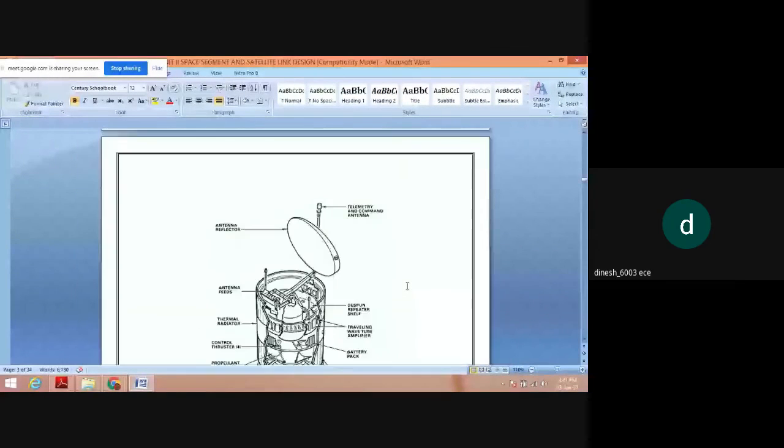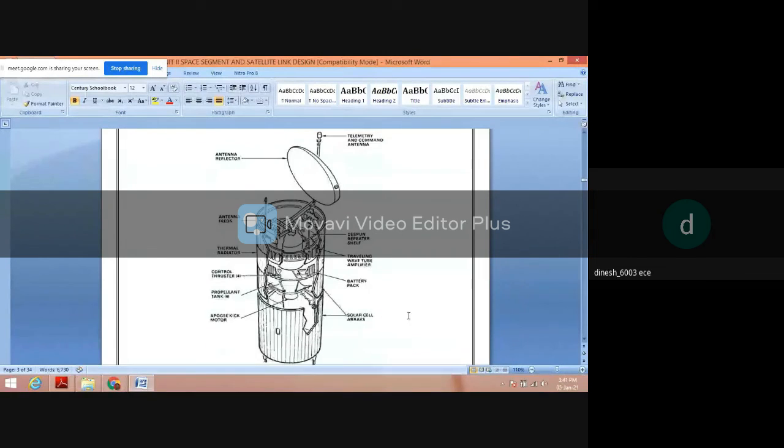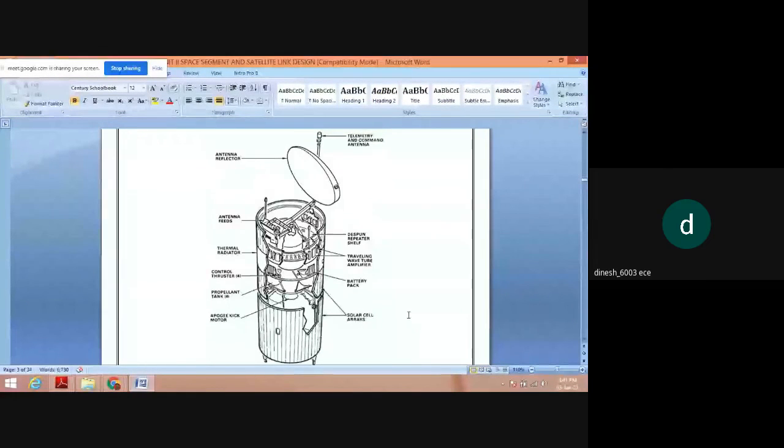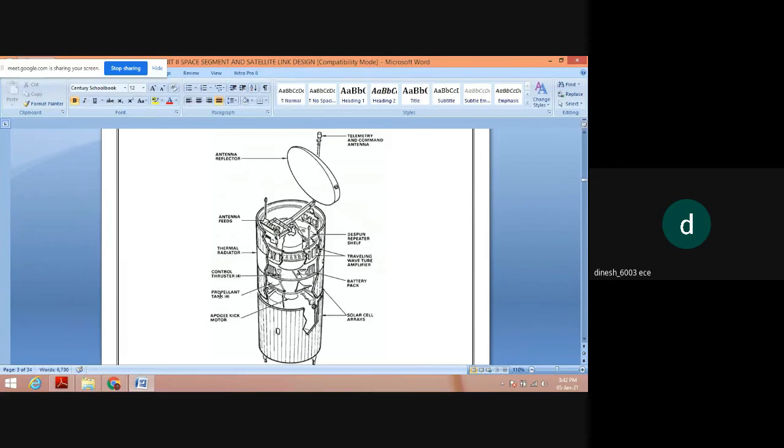And I would like to show you the Hughes system 376 spacecraft. So this is your structure of that. Having a telemetry and command antenna at the top, which you had seen, TTC, telemetry tracking and command antenna. Then we have an antenna reflector. We have an antenna feeder in the left hand side. Then a thermal radiator, a control thruster in the center, a propellant tank which acts as your booster to the rocket. Then we have the apogee motor.